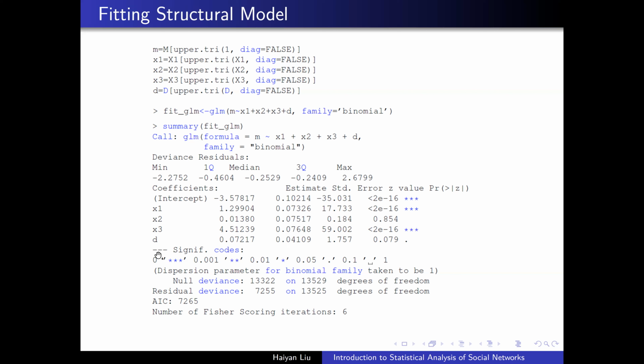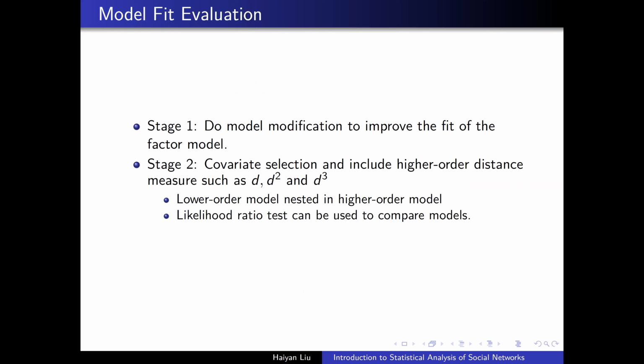By fitting this model, we also have different types of measures, such as AIC and the difference for the residuals and difference for the null models, which can be used for model selection later. Now, the 2-stage method fit the model.